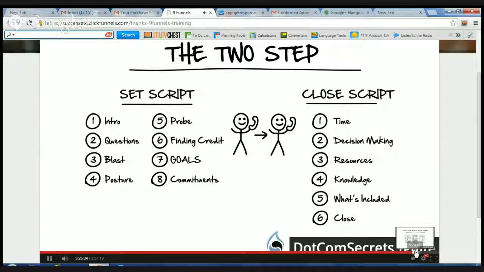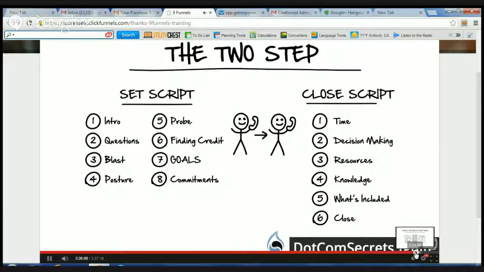Okay, so that's the first person's job, the setter's, to go through that process with them and find out if they're qualified. If they are qualified at the end of that, then they pass them to the closer. The closer is going to go through the 4 commitments here. The first one is time: do you have the time to do it? Number 2, are you the decision maker? Can you make decisions? Are you going to be successful with the thing? Number 3, do you have the resources you need? Number 4 is the knowledge. That's kind of what we're going to do in the coaching program. Here's what's included, and then you sign them up and you close it.